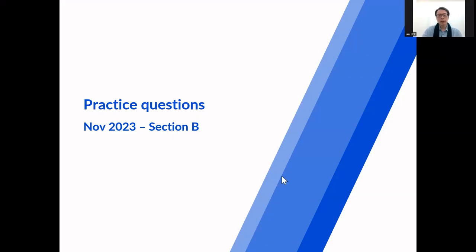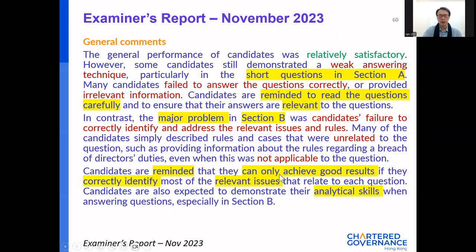For the November 2023 paper, let's start with the examiner's comment, the general part first. So you can see general performance of candidates was relatively satisfactory. So this keyword I find sometimes is quite helpful because it gives you an idea overall the examiner's impression of the general performance of the candidates. So June 2024, you can see is satisfactory, and November 2023 is relatively satisfactory. So I'm guessing they did better in June 2024.